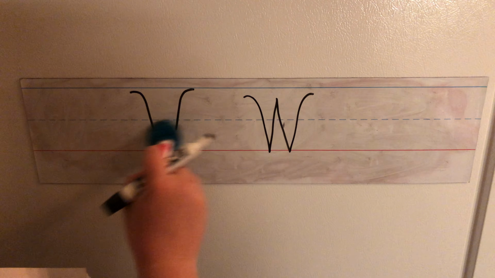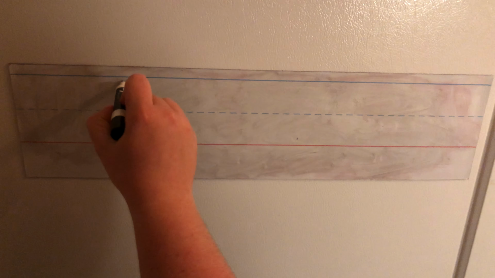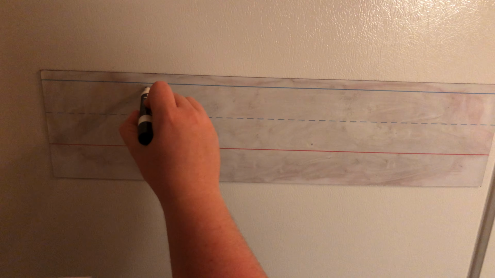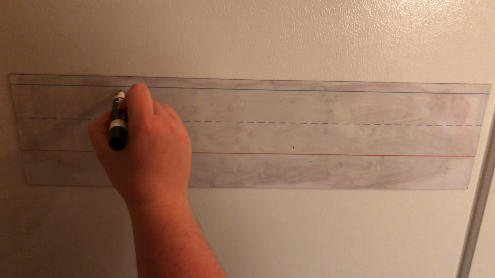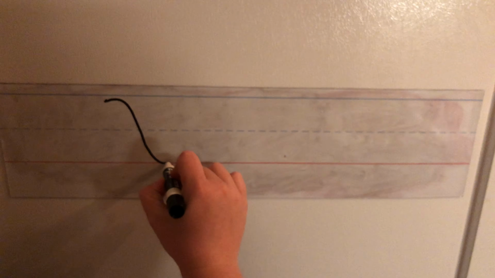And then our last two letters are X and Z. So for our X, I'm going to start on the left side, so the left corner, if you will. So this would be the 10. We're going to imagine it as the 10 on the clock. I'm going to go down to the red baseline.